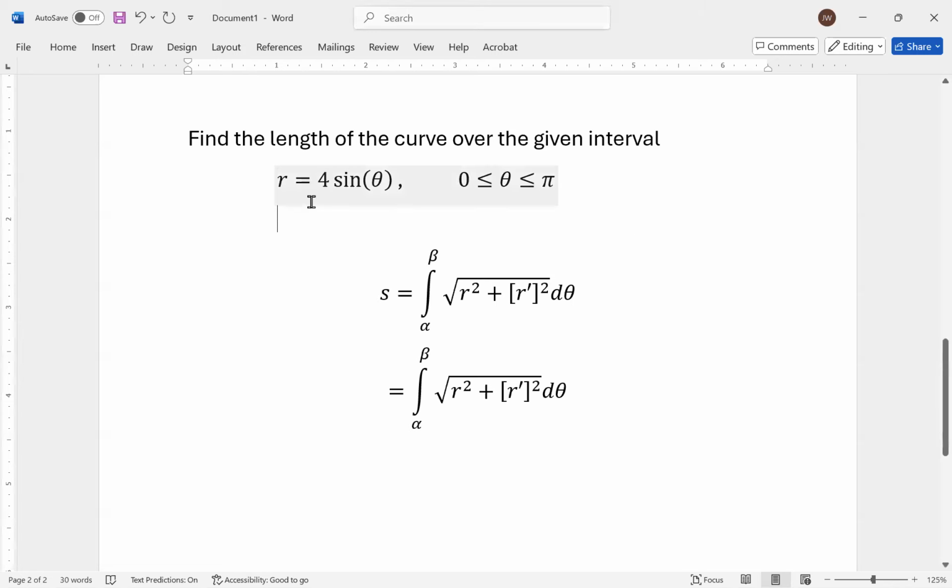So we're finding the length of this curve. I need the r and the derivative of r with respect to theta. That's why sometimes people don't use just r prime. A lot of people use dr d theta because they want to make sure it's done with respect to theta. I will just use r prime as a shorthand. r prime is equal to, the derivative of sine is cosine, so that's 4 times the cosine of theta.